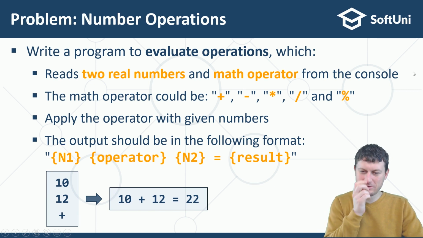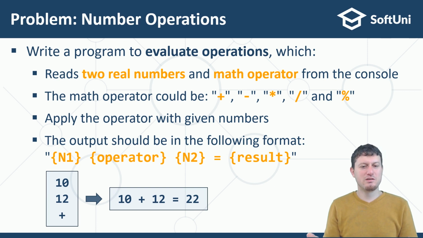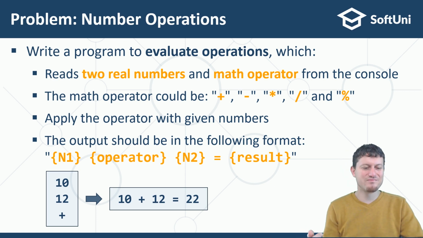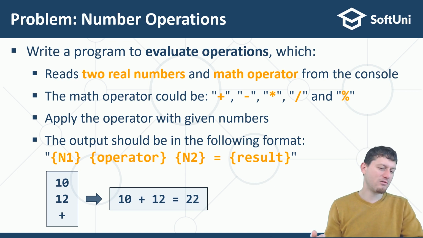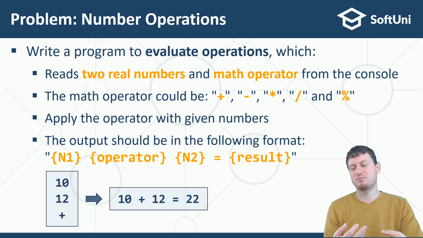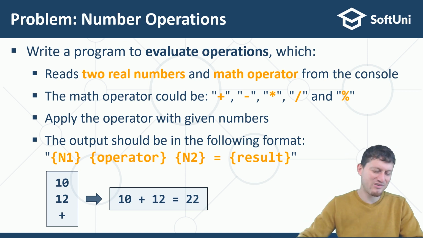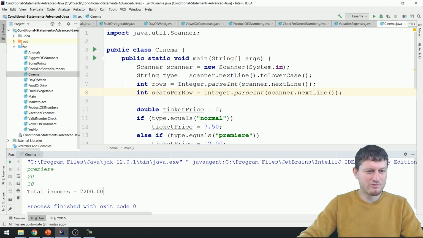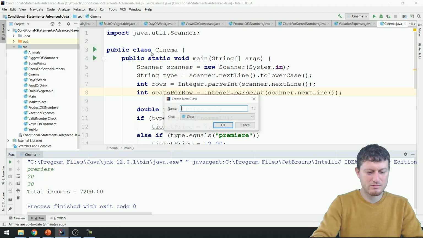Okay, so how to solve this? We can just read the input and check if the operator is plus, sum the numbers. If the operator is minus, calculate the subtraction. If the operator is multiplication, the star, multiply, etc, etc, etc. So let's go ahead to solve this problem. It's called number operations.